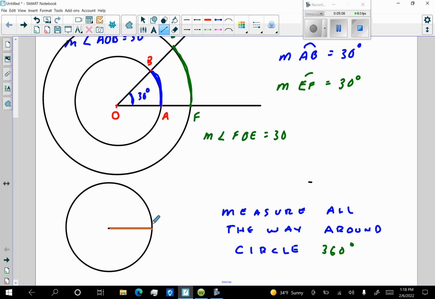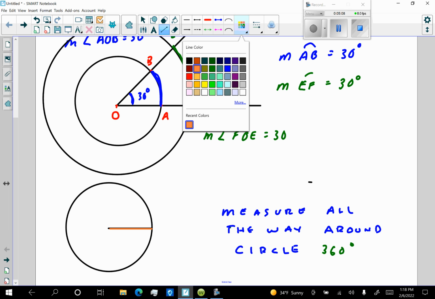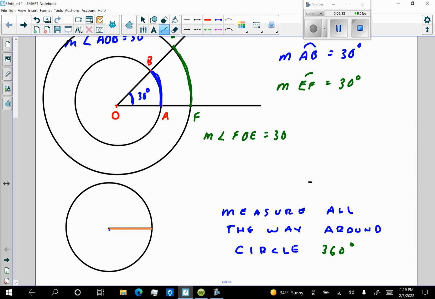The other thing I would like to note, if I change the color again of my radius, and if I go halfway around the circle, the measure of that arc is going to be 180 degrees. And I can measure different arcs of the circle.